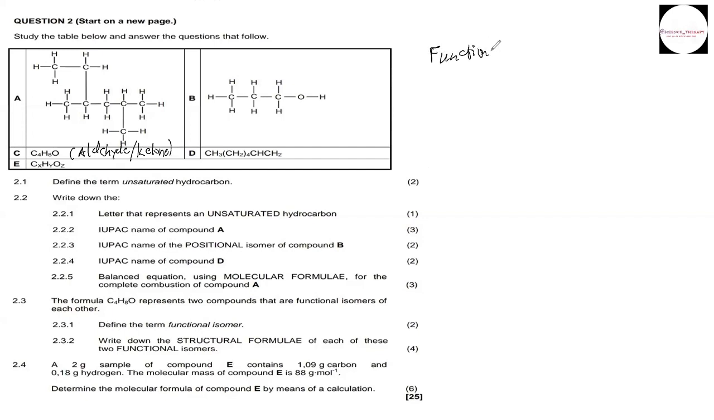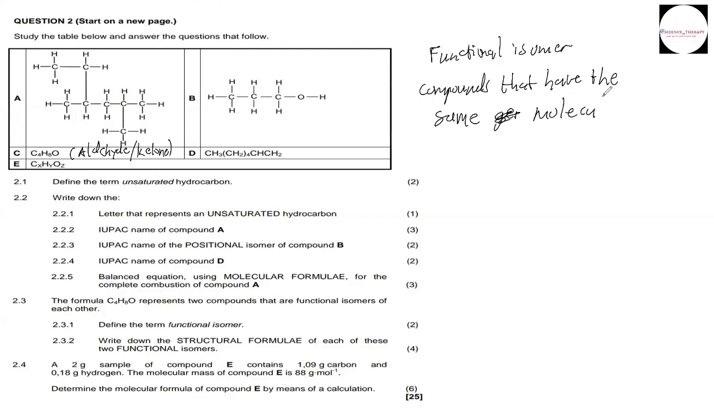So to define functional isomer, we say these are what? These are organic compounds that have the same molecular formula, but different functional groups.